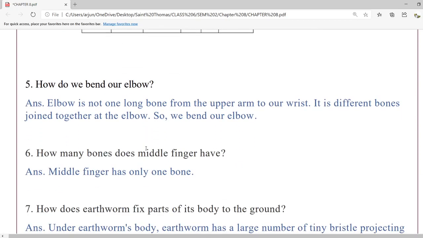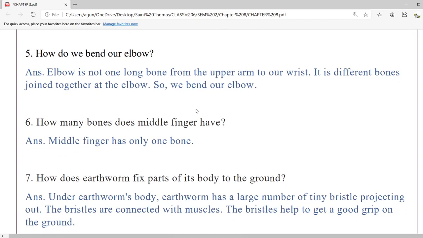How do we bend our elbow? Elbow is not one long bone from the upper arm to our wrist. It is different bones joined together at the elbow. So we bend our elbow with the help of that joint. In the elbow we have two bones. Those two bones are joined with the hinge joint, right? So we are able to move our elbow.